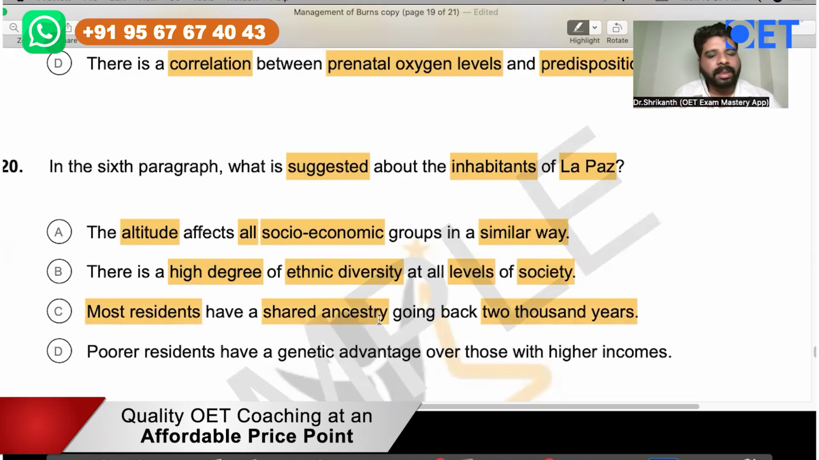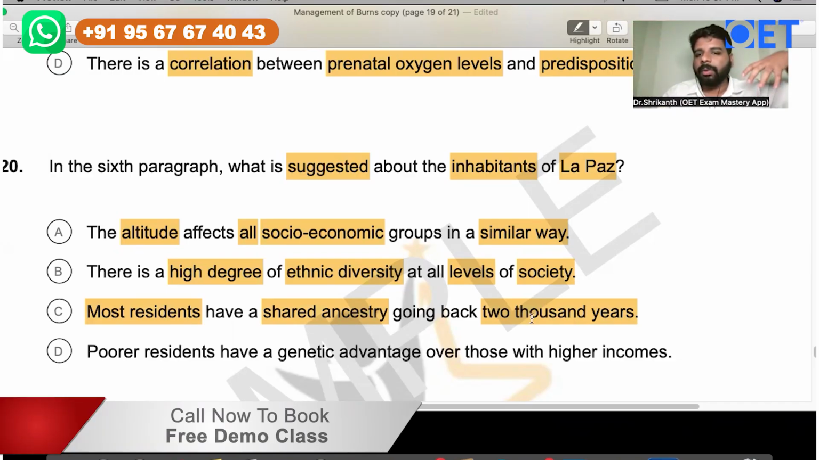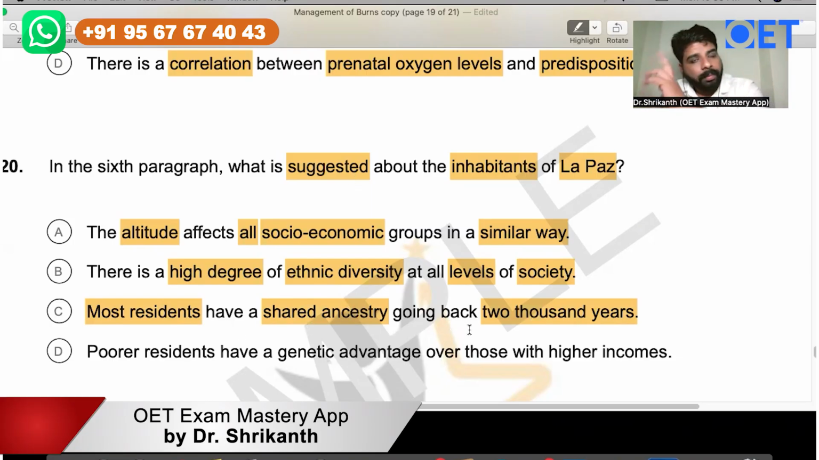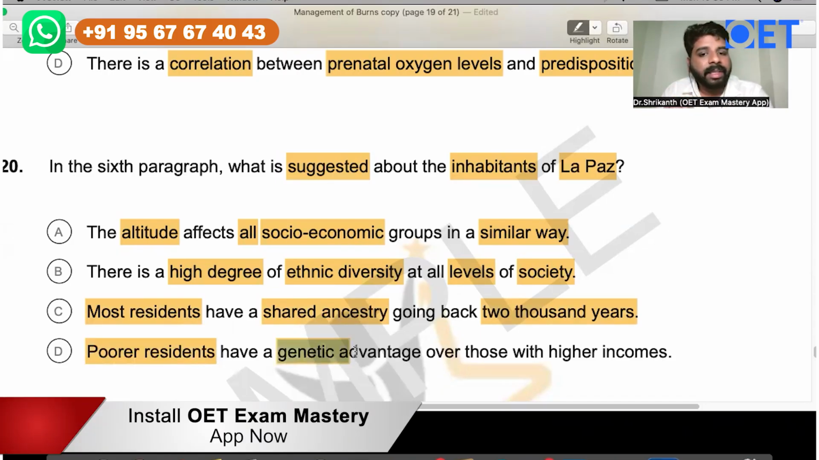So shared ancestry basically means the people over here, there may be 1 lakh people, but all the 1 lakh people have the same ancestors. When you go 2000 years back, all these 1 lakh people had the same great grandparents. That is the suggestion. Finally, the option over here is that poor residents, that is people from low socio-economic status, have a genetic advantage over those with higher incomes.